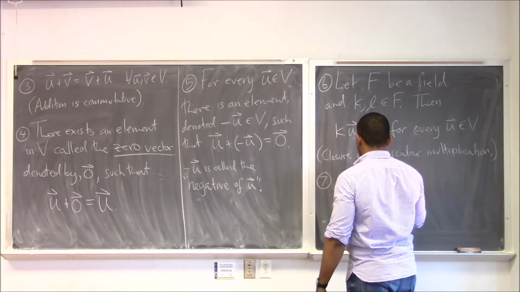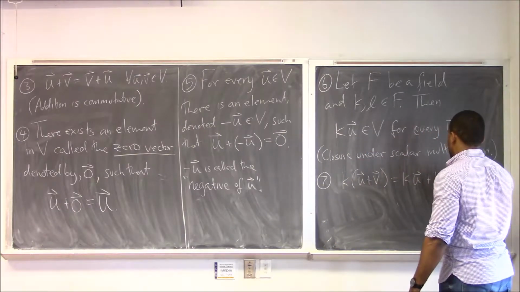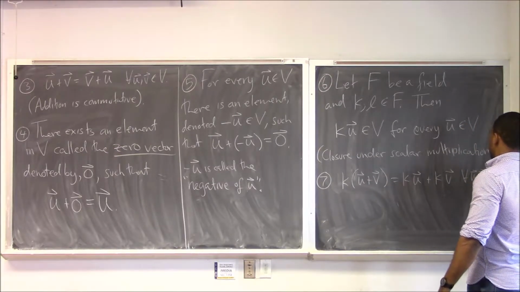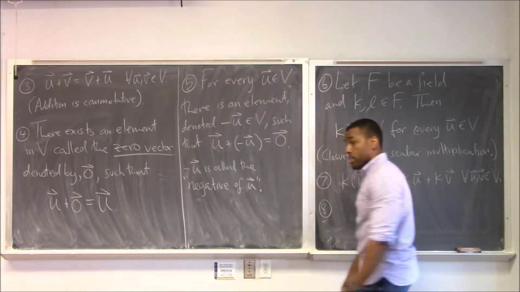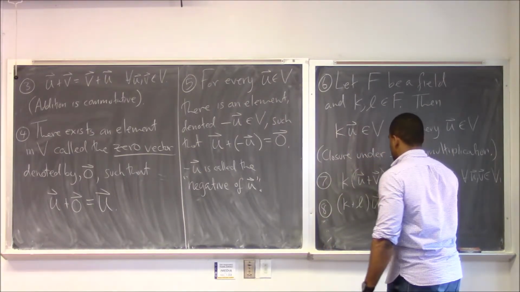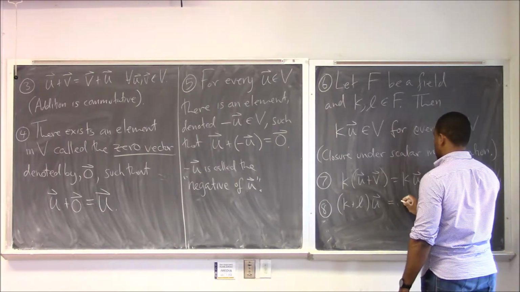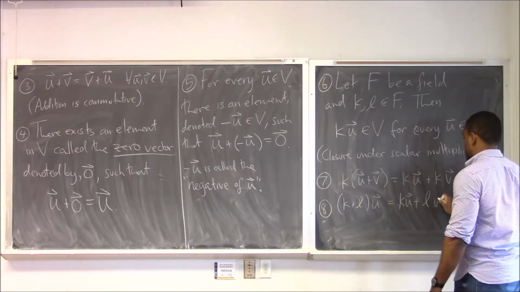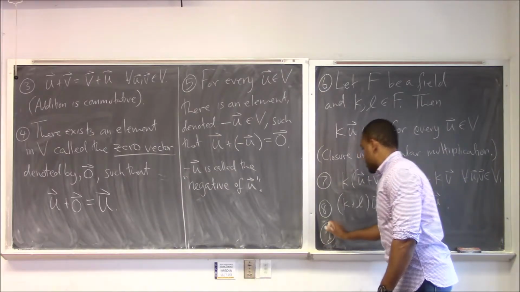Scalars distribute across vectors. So a distributive property holds between the elements of the field and the elements of the vector space. It also works that if I have a sum of these scalars, that will also distribute across these guys. So that'll be (k + l)u.